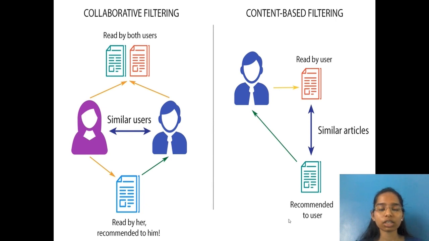In a content based system, if I have read an item and I have liked that item, the recommendation system will recommend items which are similar to the item which I have liked. For example, if I like Shah Rukh Khan movies, then there is a high chance that I will watch all the Shah Rukh Khan movies. So they'll recommend items based on my interest.